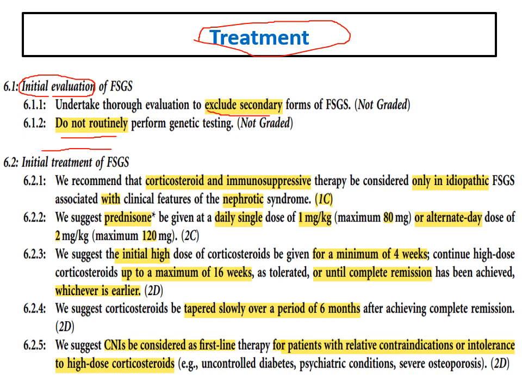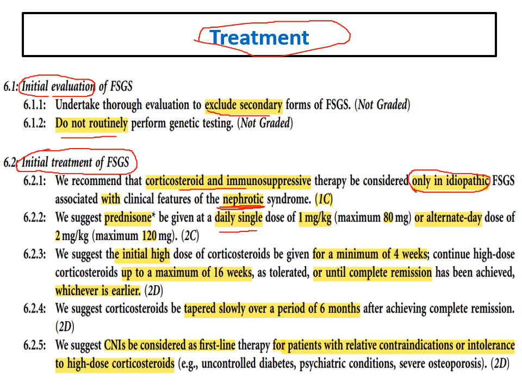What about the initial treatment of FSGS? It is very important to note that steroids and immunosuppression are considered only in idiopathic forms, not in secondary cases. Not all primary or idiopathic forms, only idiopathic or primary FSGS with a full-blown picture of nephrotic syndrome. The first-line therapy is steroids.